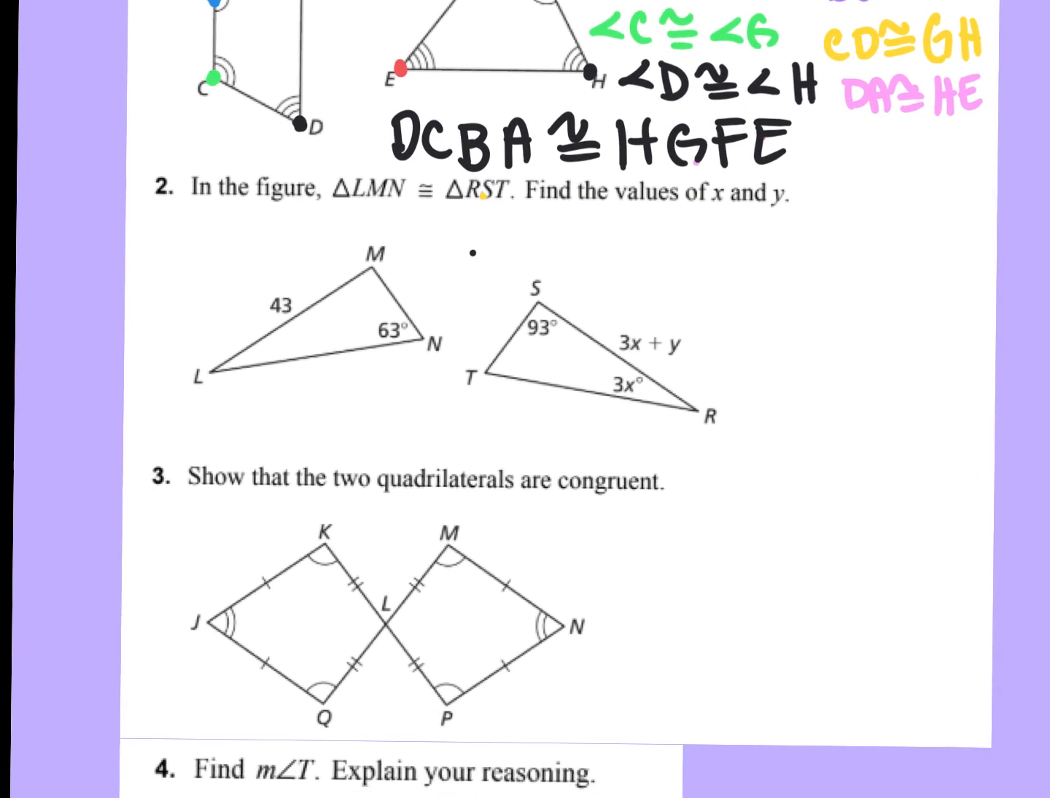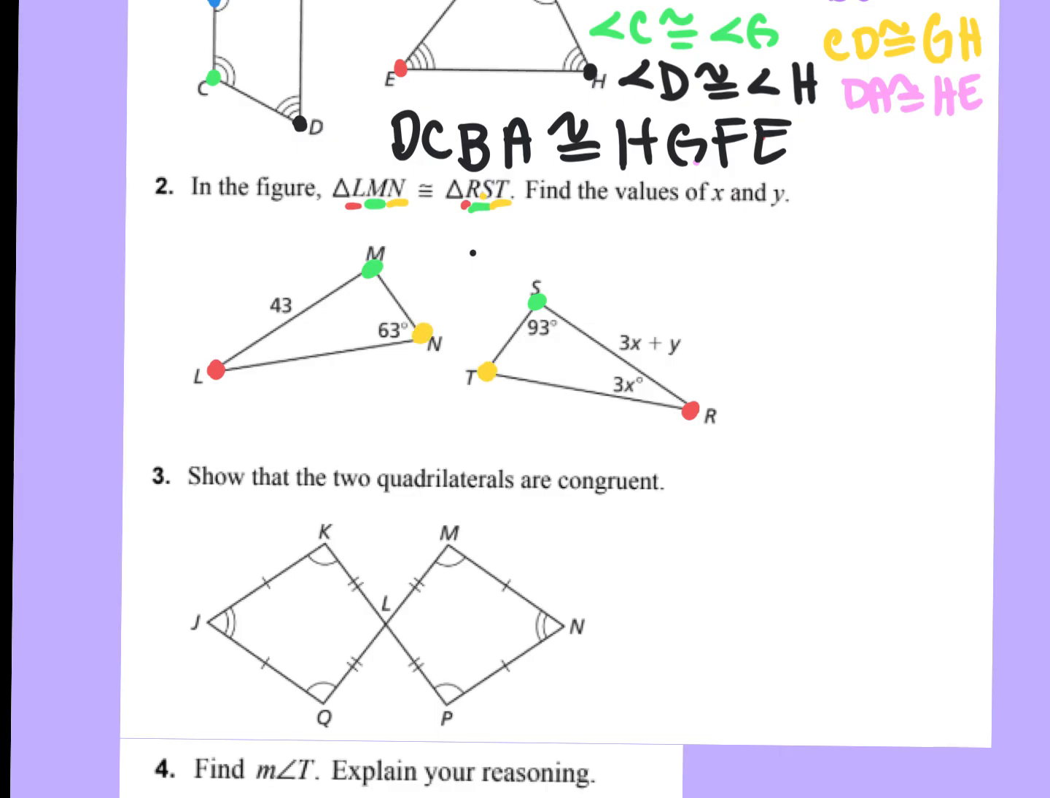They're telling you triangle LMN is congruent to triangle RST. So I'm going to color code this right away. L is first and R is first. So this point and this point are congruent, or that angle and the other angle. L and R are congruent, right? Then the next thing that's congruent would be M and S, and then lastly N and T, right? Okay.